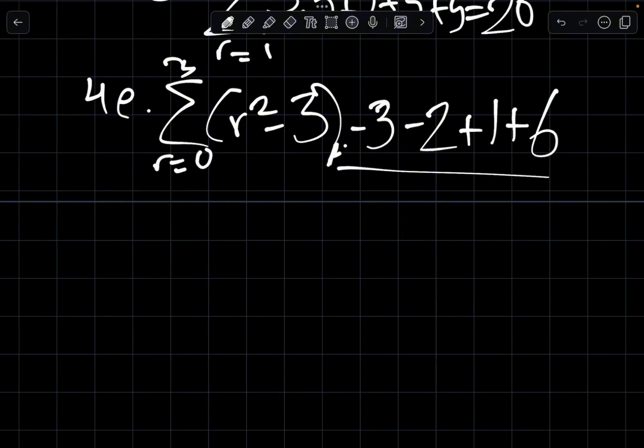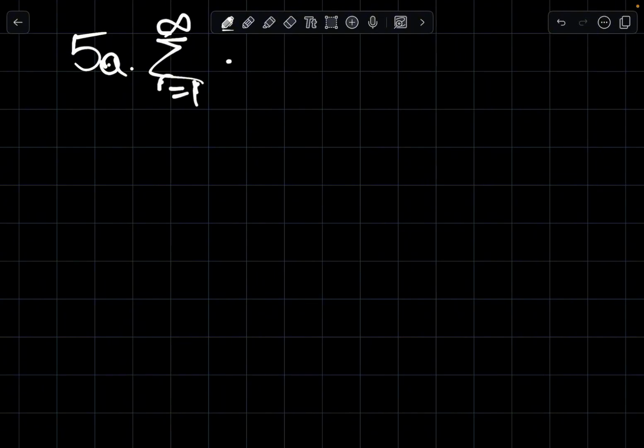All right, let's go on to 5. 5 asks us for each of these sigmas to write the first 5 terms. So basically what we were doing earlier. However, it tricks us up a bit. We get the sigma from r equals 1 to infinity. But don't get scared here. This infinity means nothing to us right now because we're only finding the first 5 terms.